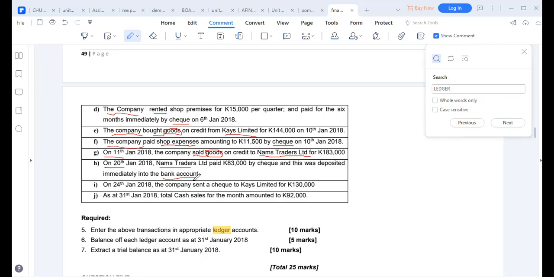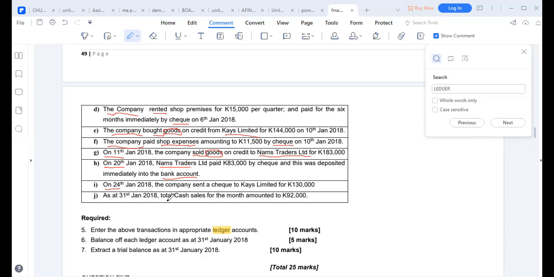We'll debit the bank, because it has received money, and credit NAMS Traders. Okay. So that is the way of doing the identifications. Let us look at number I.